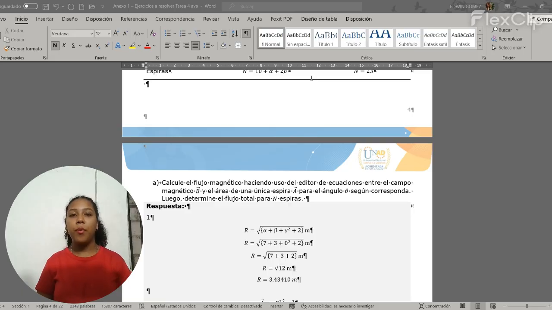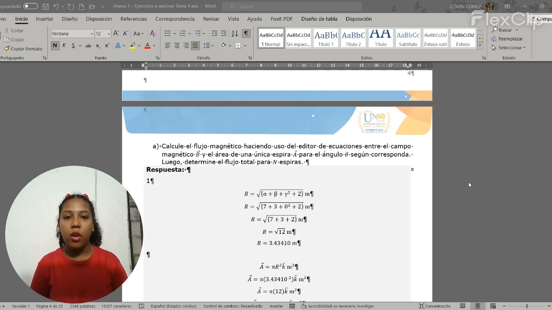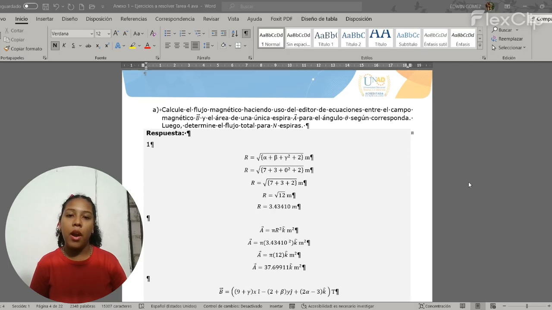Magnetic flux through a single loop. The first step is to determine the geometry of the loop using the parameters provided. The radius is calculated from the expression dependent on alpha, beta, and gamma. The surface area of the loop is then obtained using the standard circular area formula.